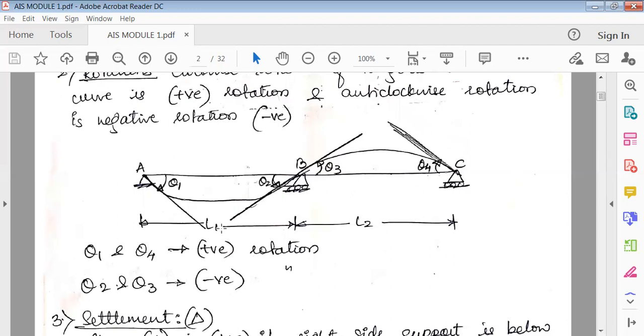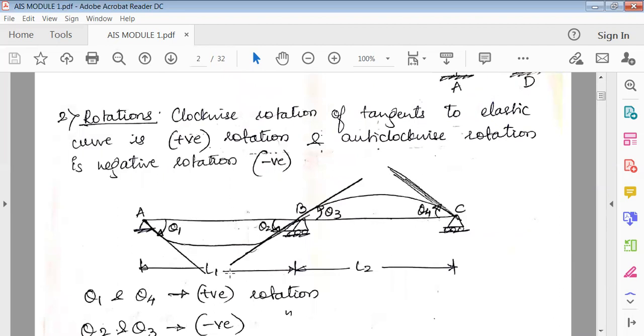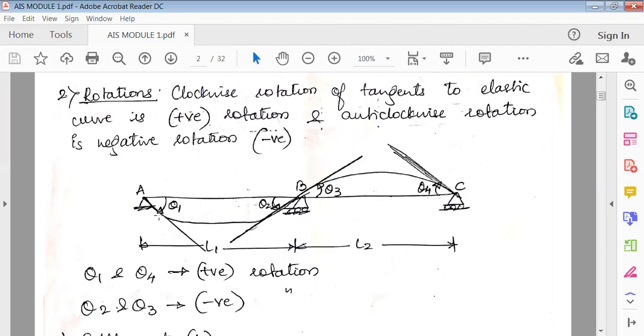Now sum up all the clockwise and anti-clockwise rotations. Theta 1 is going clockwise, and theta 4 is also going clockwise. So theta 1 and theta 4 are positive rotations. Similarly, check anti-clockwise. Theta 2 is going anti-clockwise, and theta 3 is also going anti-clockwise. So these rotations are taken as negative. That's how we sum up these rotations. All the positive rotations are written with respect to the clockwise movement. If there is a clockwise rotation, then it is positive. Anti-clockwise rotation, negative.